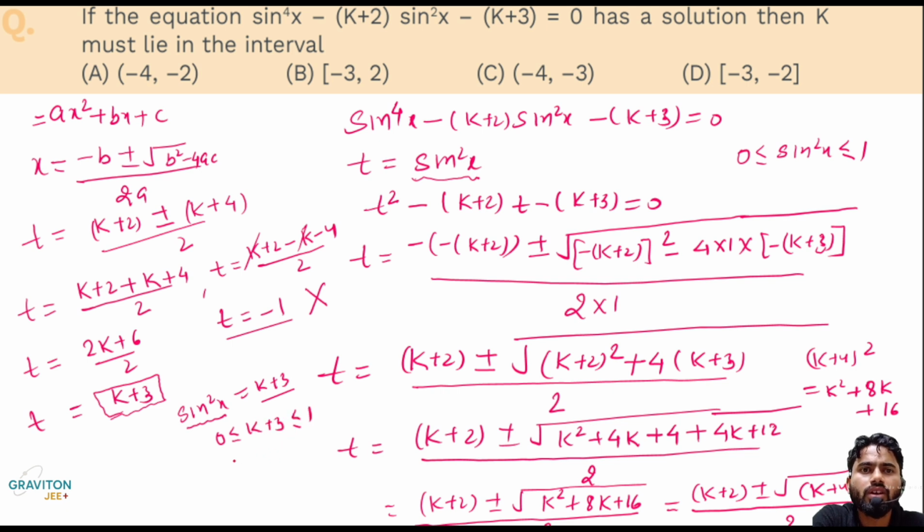So from here you will get minus 3 less than or equal to k less than or equal to 1 minus 3, so minus 2. So you have the correct option. What is option D? Basically there is equality on both sides, so a closed interval will come. Option D is the answer.